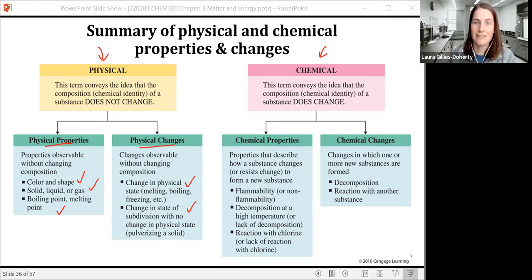The composition didn't change, you just changed its physical subdivision. Then on the chemical side, this term conveys the idea that the composition, the chemical identity of a substance does change. So chemical changes are changes in which one or more new substances are formed. These happen during chemical reactions. And then chemical properties are the properties that describe how a substance changes to form a new substance. So flammability, decomposition, if something can break down into simpler substances, if it reacts with certain things, those are all chemical properties.